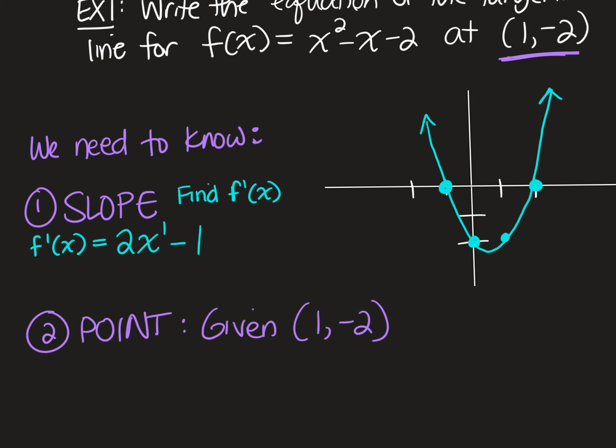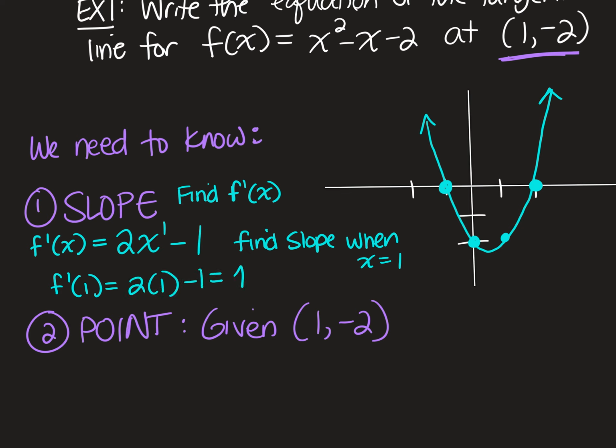Remember, this tells us the slope for any point on that function. I want to know the slope at a very specific point. So we want to find the slope when x is equal to 1. Okay, so that's what we're looking for. What is the slope when x equals 1? Well, that just means let's plug in 1. So we get 2 times 1 minus 1, and that's just 1. That's our slope. Okay, so we've got our slope.